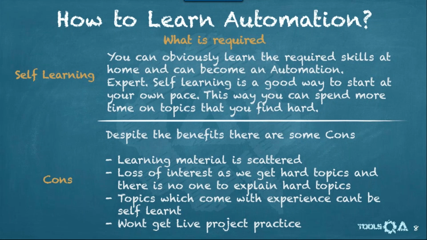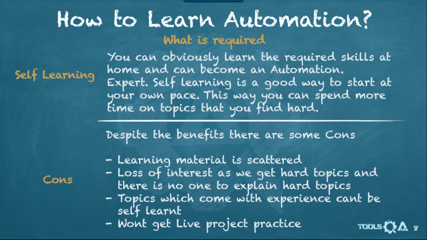Now the third point is topics which come with experience can't be self-learned. So let's say you just get around the second problem, then you will come onto the third problem, which is that you will only know what you have read about. But there are quite a lot of things that come with experience and are not present on the internet.